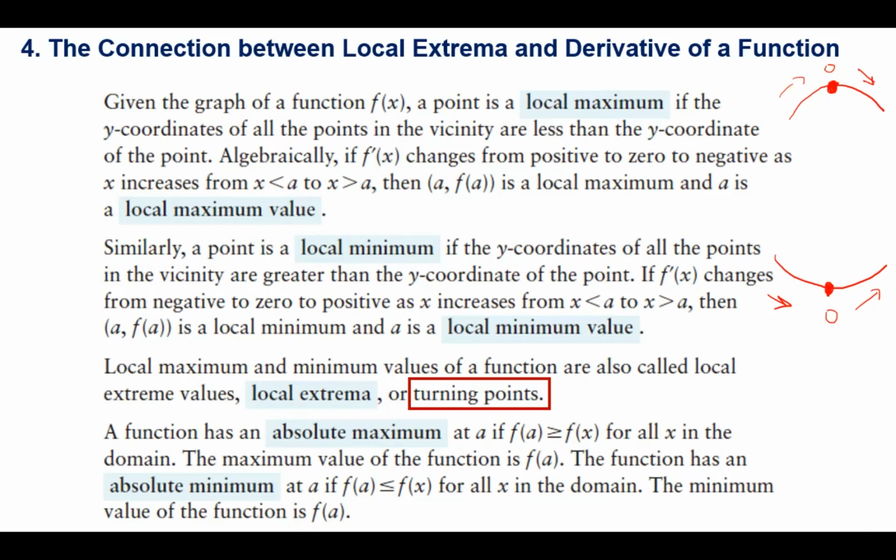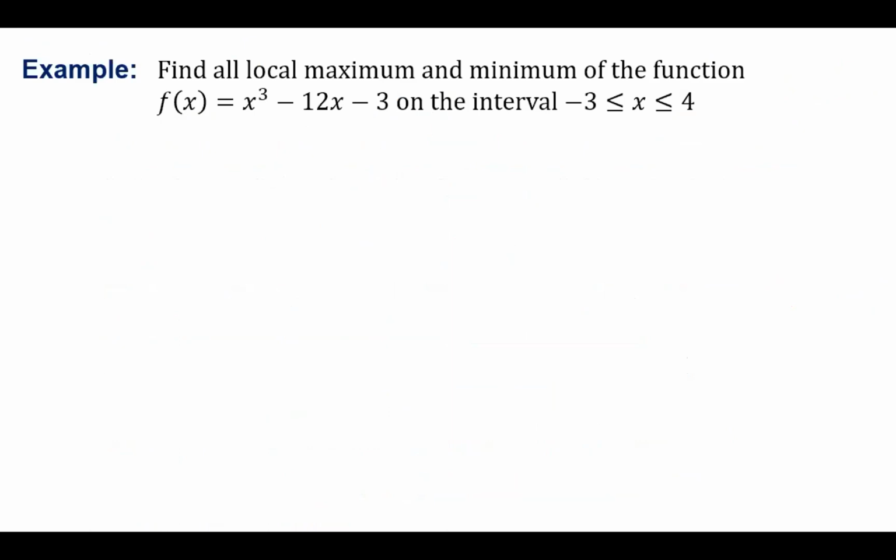All right, if you don't have any questions, let's have a look at some examples. Okay, see this example here. Find all local maximum and minimum of the function f(x) equals x cubed minus 12x minus 3 on this interval from -3 to +4 inclusive. Okay, I'll give you 5 minutes to think about this question.